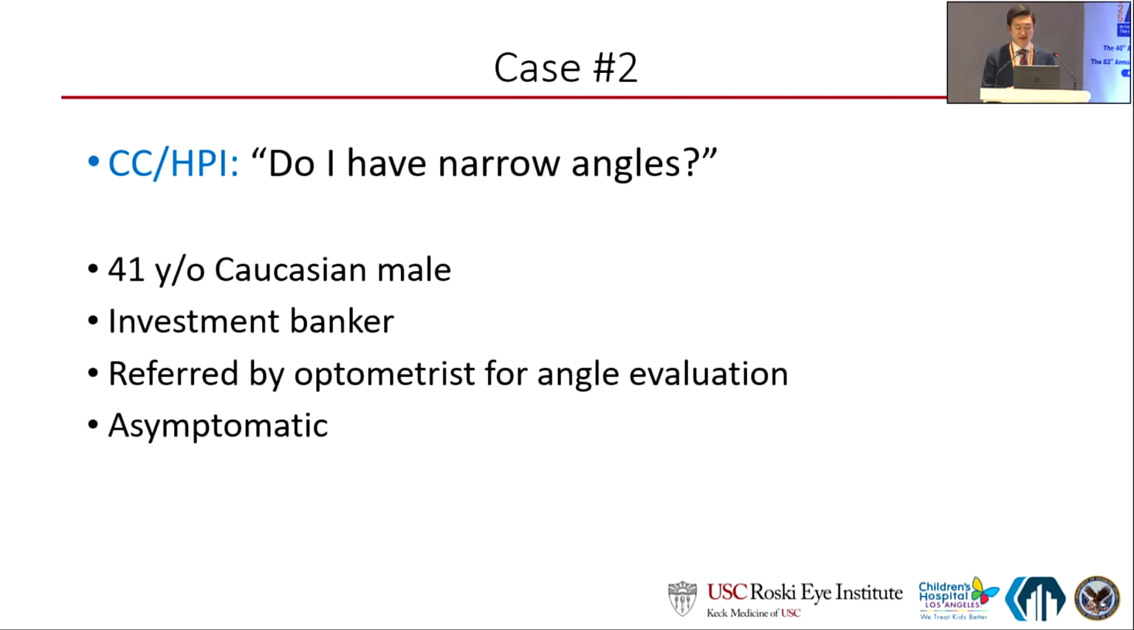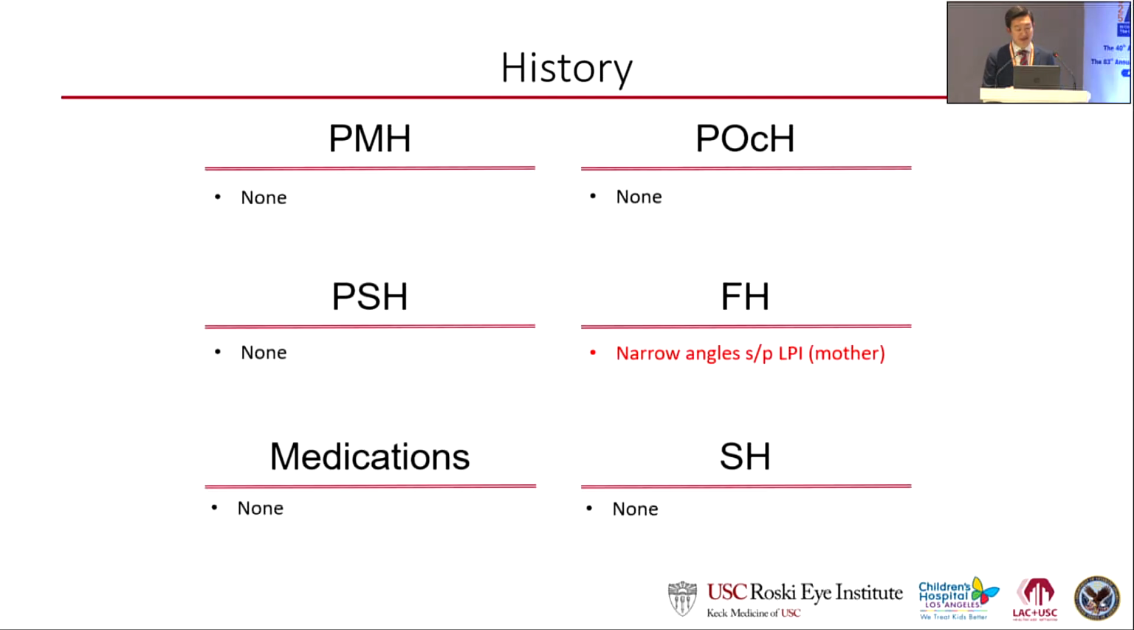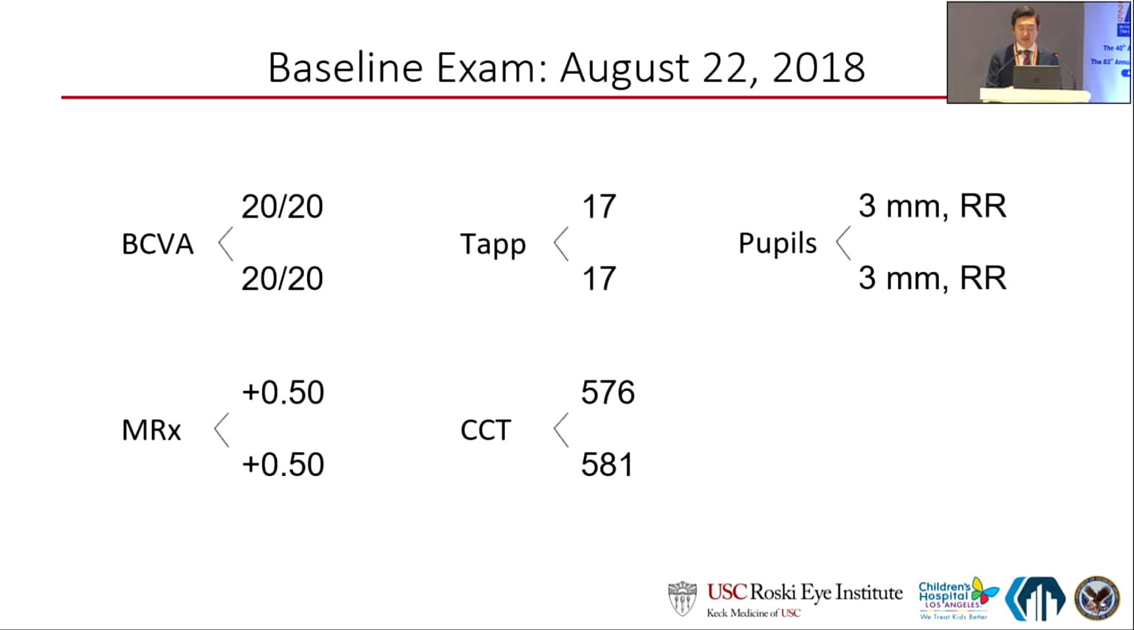So the second case is a 41-year-old Caucasian male who is coming asking, do I have narrow angles? He works as an investment banker, referred by an optometrist for an angle evaluation, and is otherwise asymptomatic. He has a family history of narrow angles, and his mother, who received an LPI, had an unpleasant experience due to dysphotopsias. So we see here that he's 20/20 in both eyes with a pressure of 17.